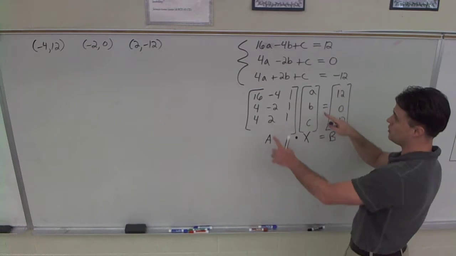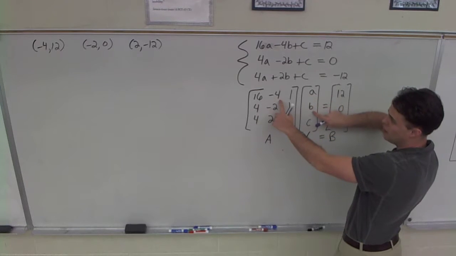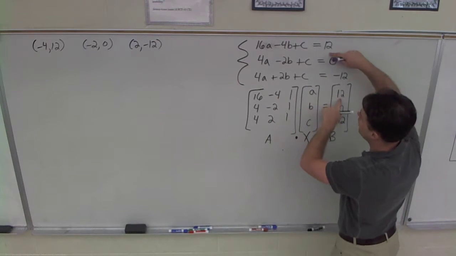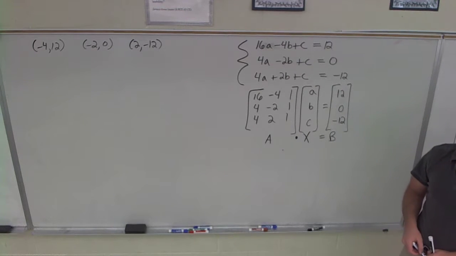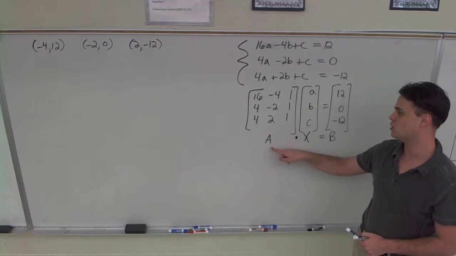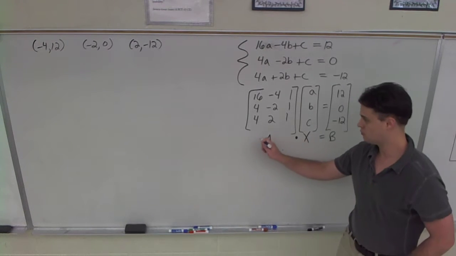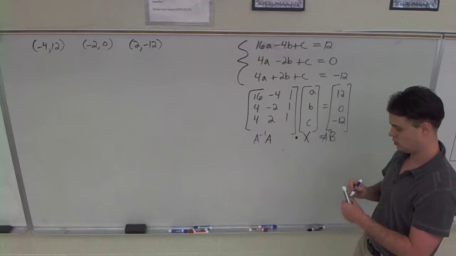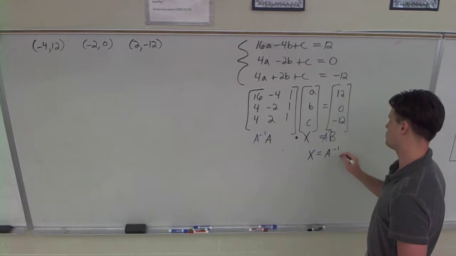Remember, the reason this works is because matrix multiplication means you go this times this, or 16a, slide. You add this, that's -4b, slide. That's plus c, and that's supposed to be 12. That's that first equation. This is just another way to represent the same thing. It's a fancy way because now to solve this equation, how do you get rid of A to solve for X? Multiply by the inverse on both sides. You're going to get X equals A inverse B.